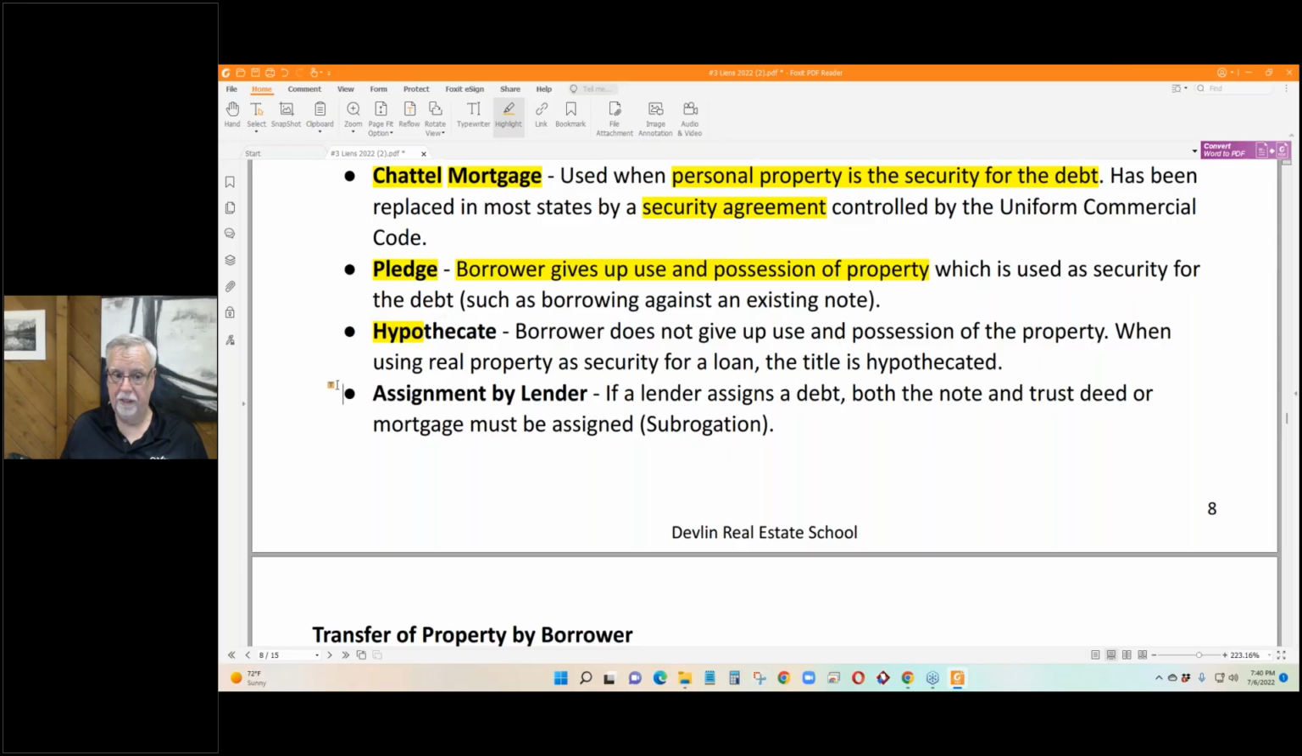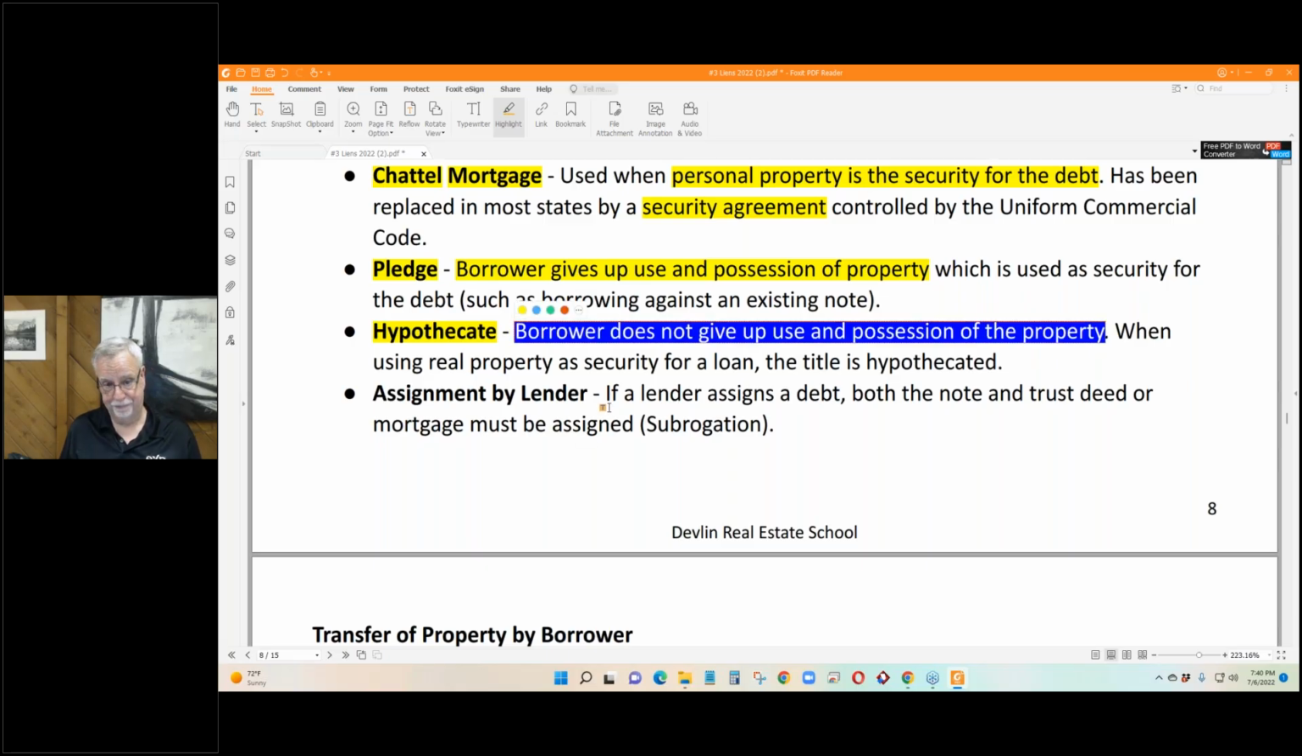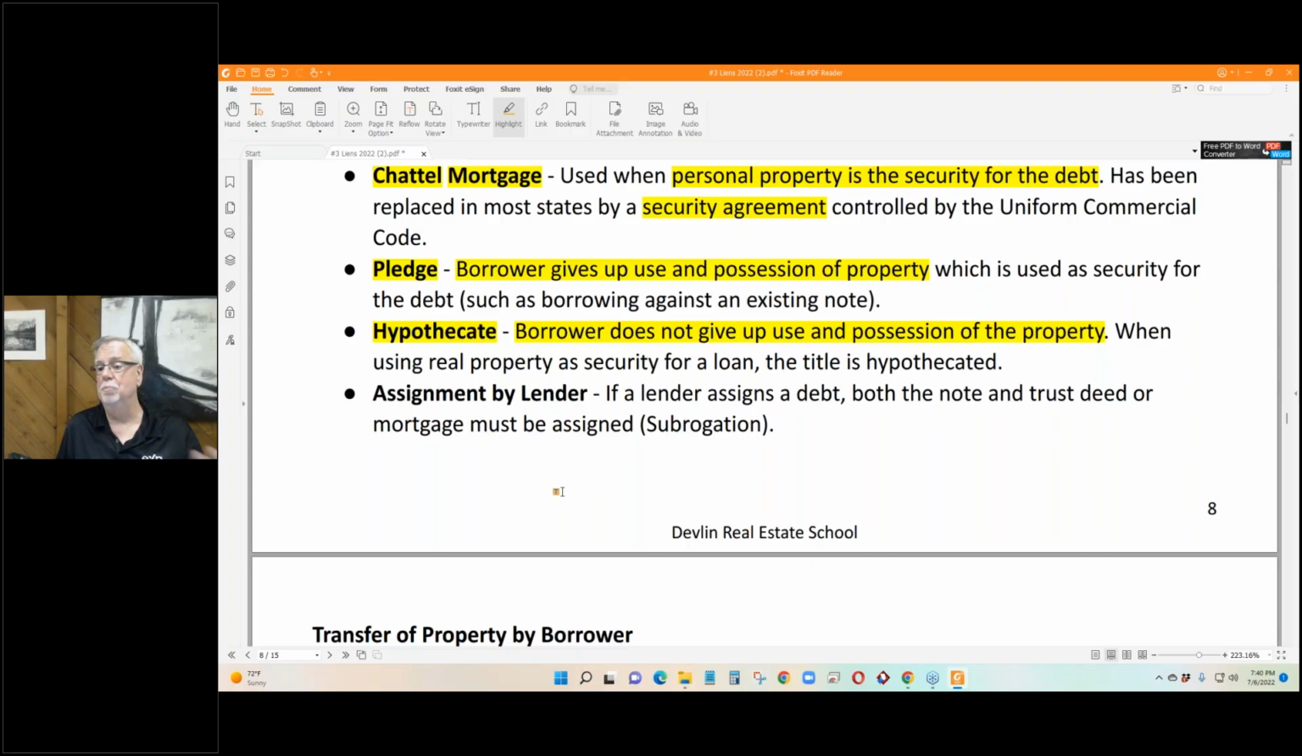Hypothecate is a really fun word. It comes from two Greek words, hypo, which means under, like hypodermic, goes under the skin, and thecate, which is another Greek word that means to pledge or pawn, which means the borrower does not give up use and possession of the property. It's the same as mortgage.